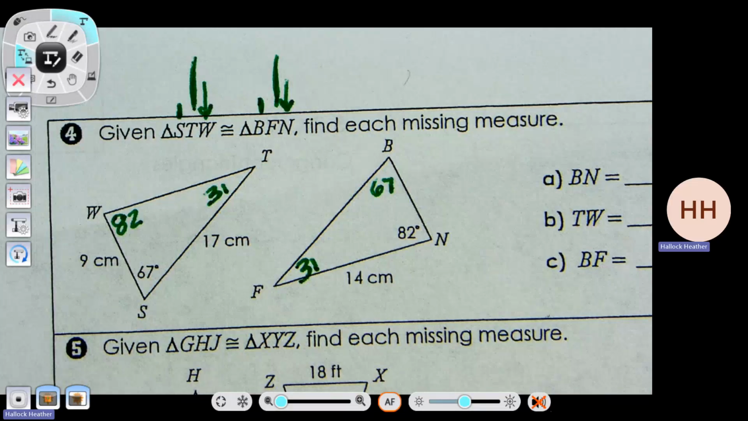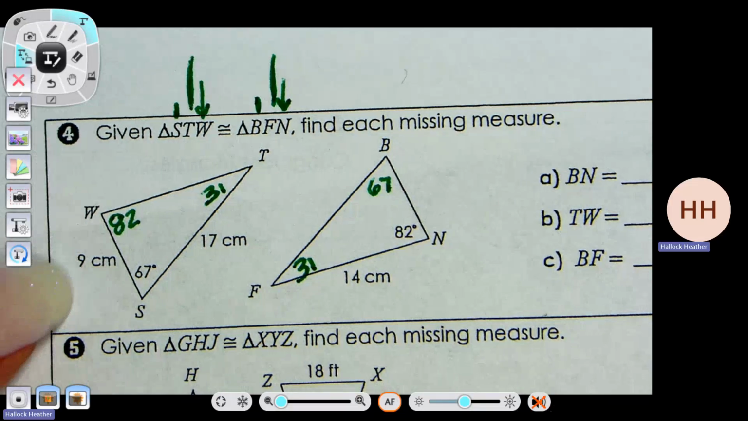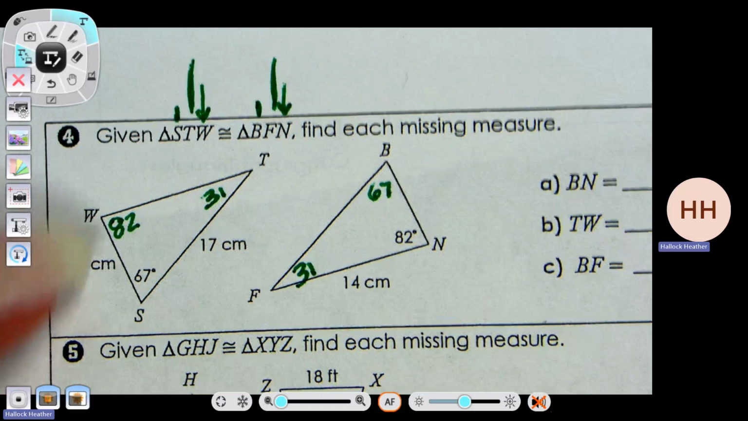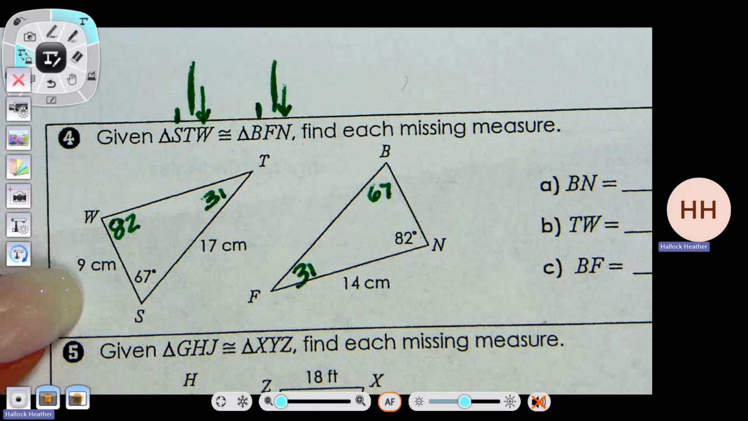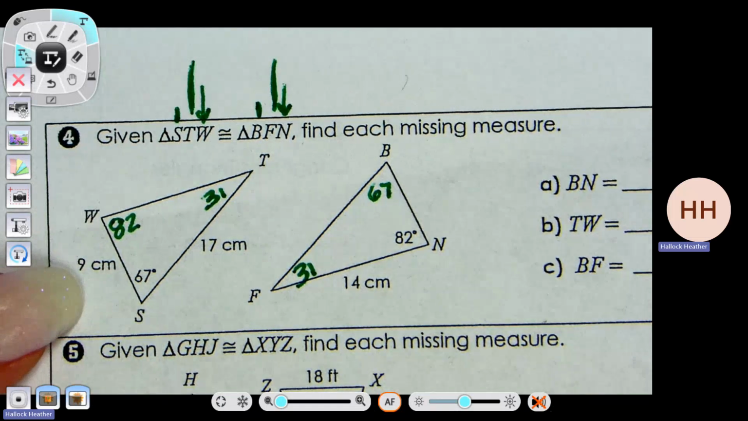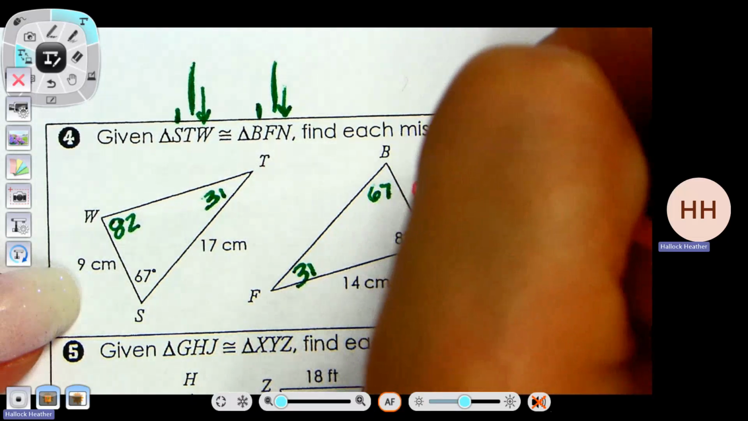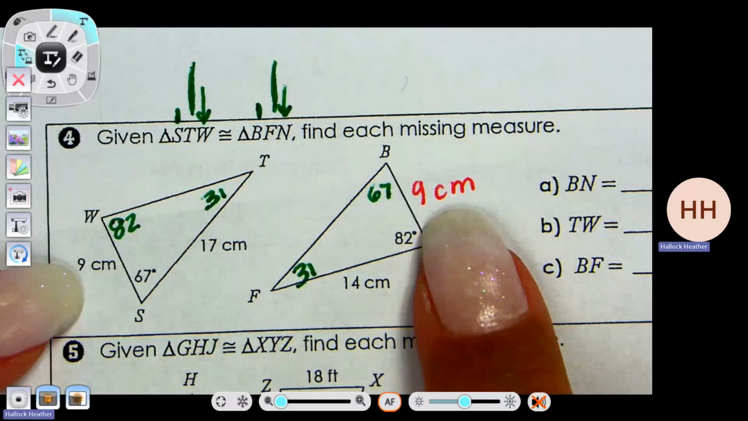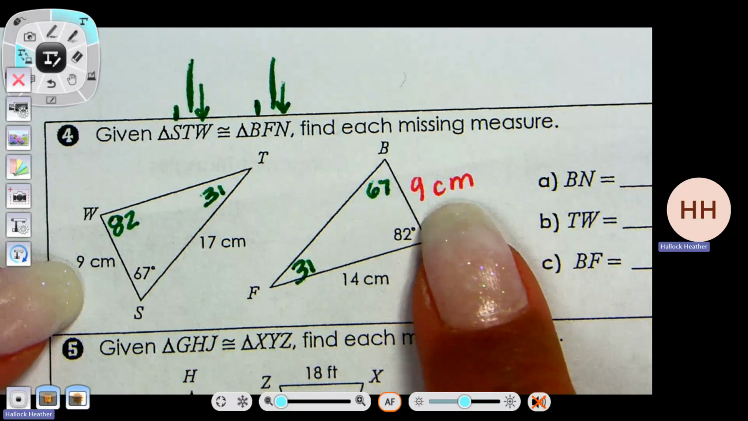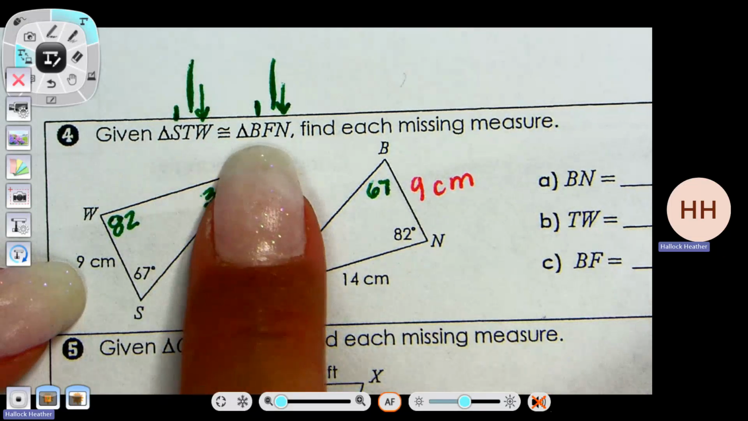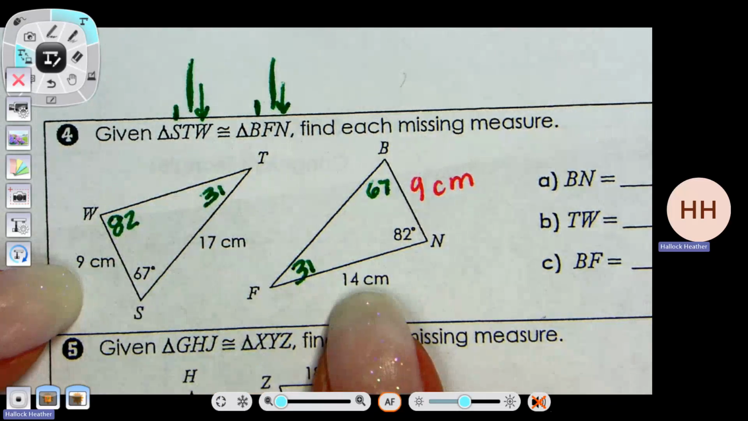So those are the angles. Now let's work with the sides. 9 centimeters is a length. That's why it's on the outside. So WS is 9 centimeters. Where else can I put 9 centimeters on the other triangle? BN, because with your eyeballs, you can tell that those sides match because they're the shortest. But if you can't use your eyeballs, you can use your statement. BN matches with SW.